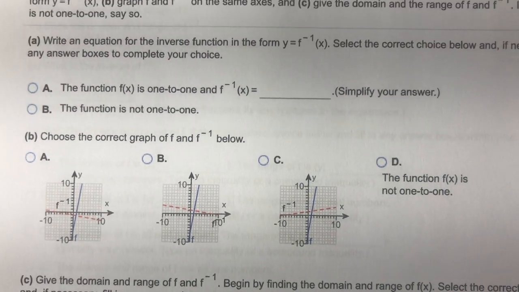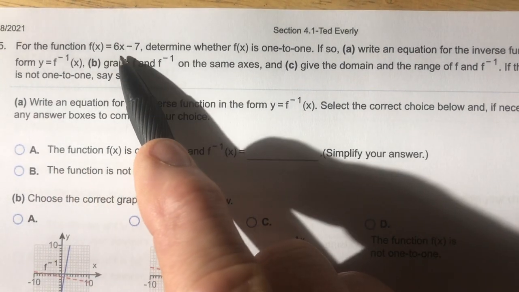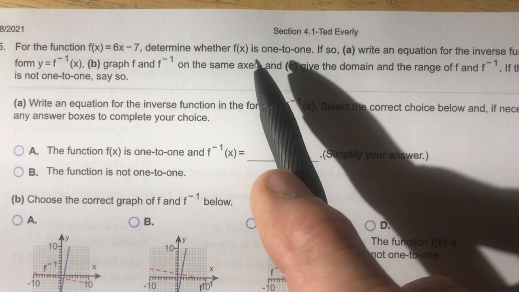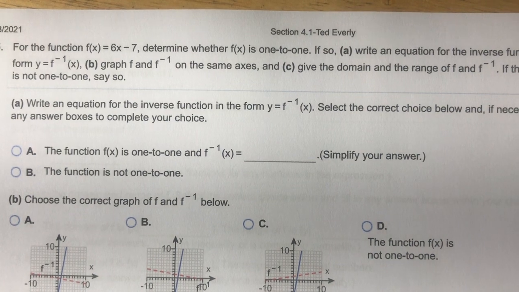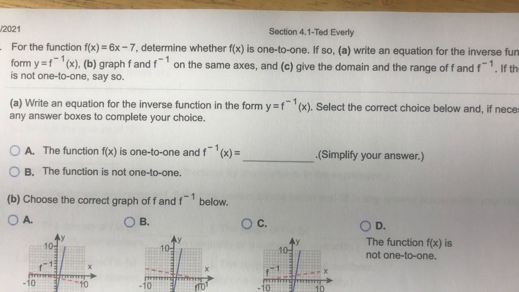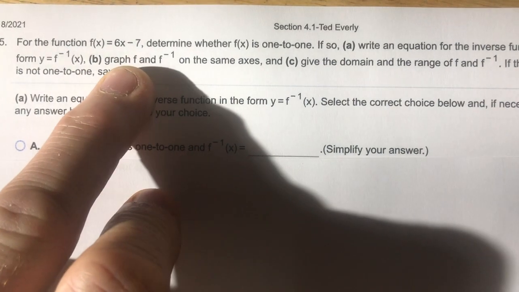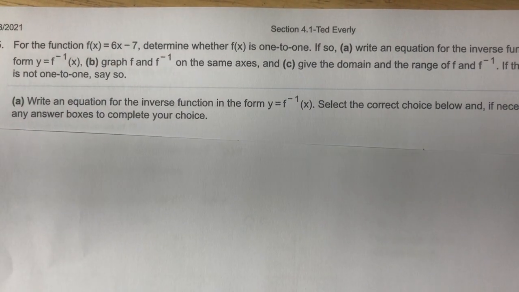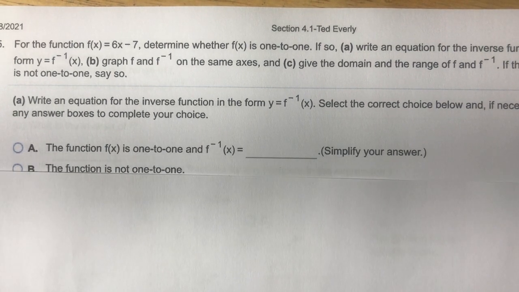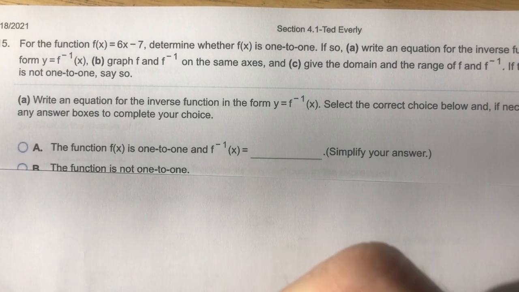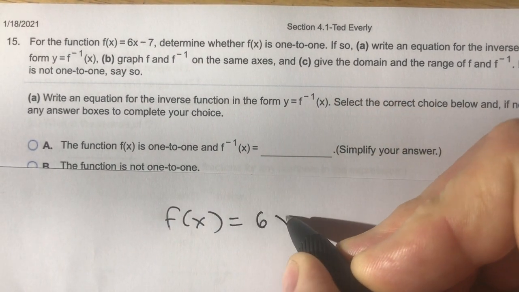Okay, 15 here. For the function 6x minus 7, determine whether it's 1 to 1, and if so, write an equation for the inverse. Now, just knowing my functions here, this is linear, which is 1 to 1, so it should have an inverse. So we're going to find that inverse. So here it is. Here's my function.